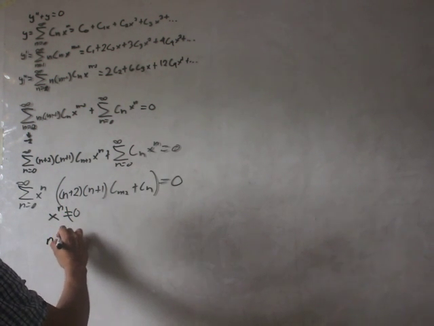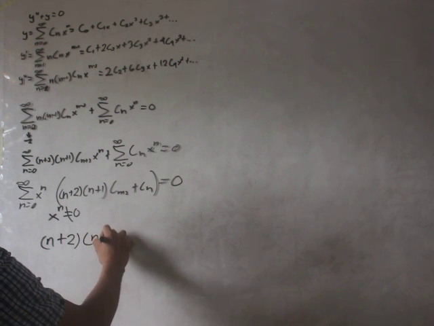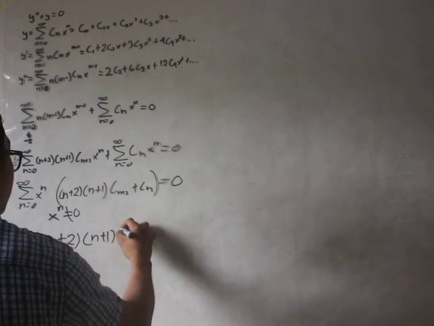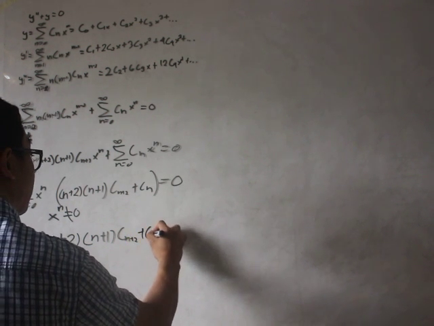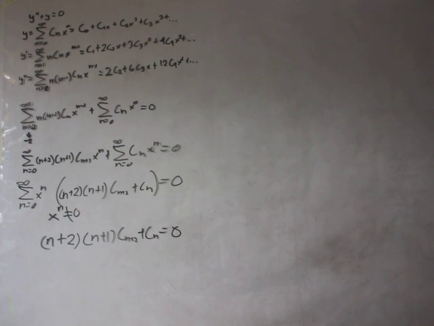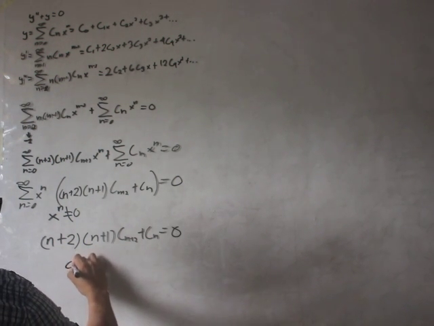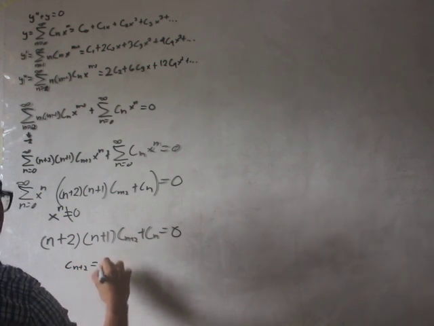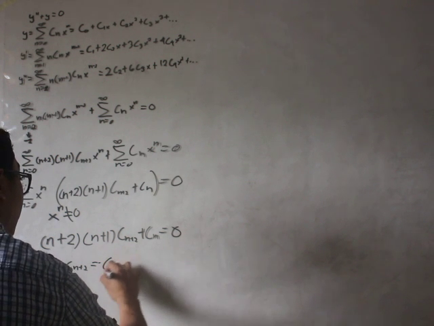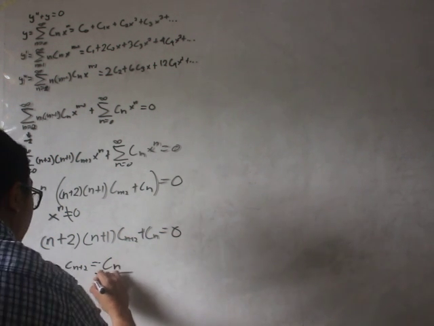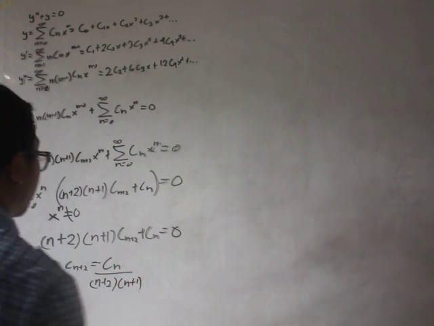Next is (n plus 2)(n plus 1) c_(n+2) plus c_n equals 0. So we transpose it now. We have c_(n+2) is equal to negative c_n all over (n plus 2)(n plus 1). There.